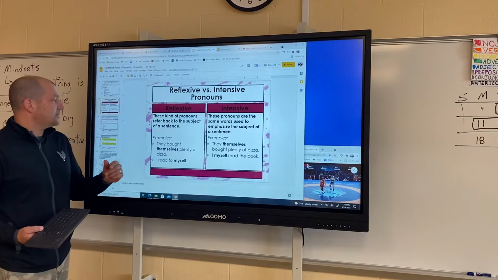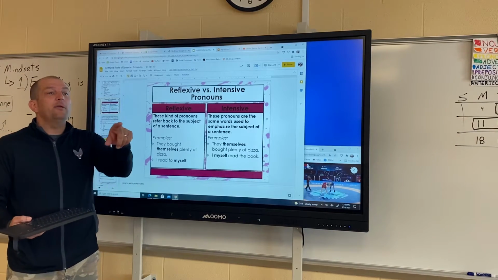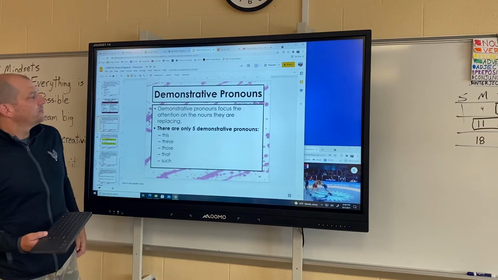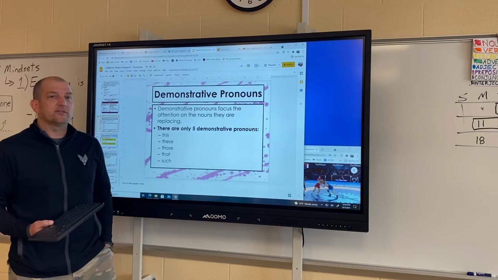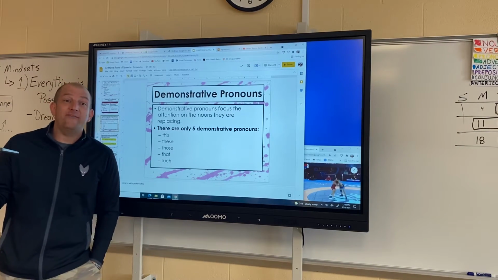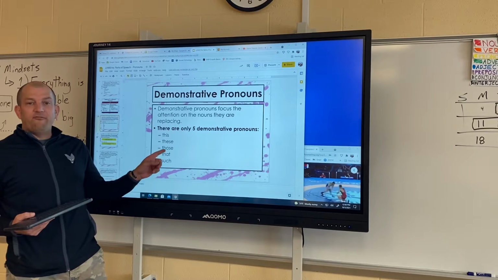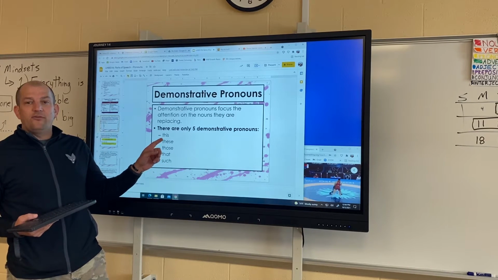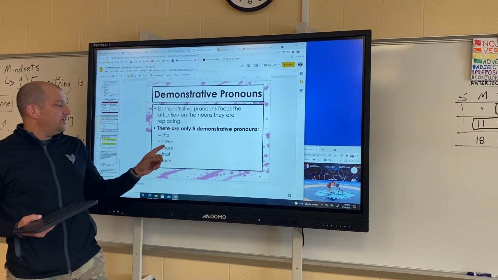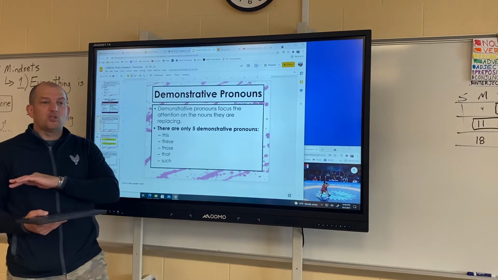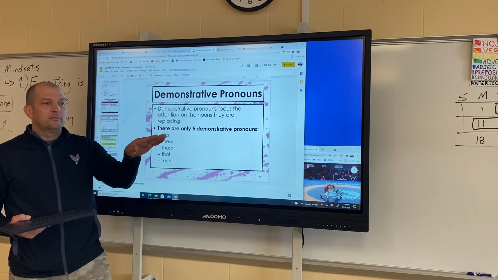Next up. And you guys know these ones too. Tell me if you've seen these before. Ready? Demonstrative pronouns. We've seen these, demonstrative adverbs, right? Everywhere. There's only 5 of them though. These, this, those, that, and such. That's it. That is it.